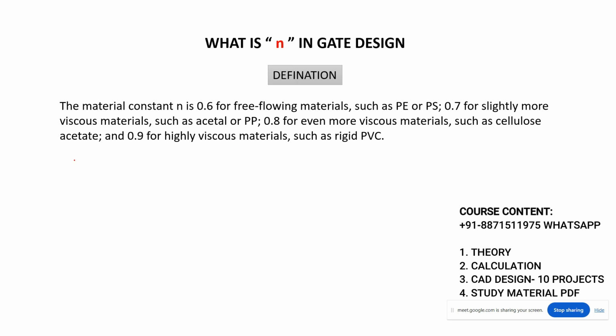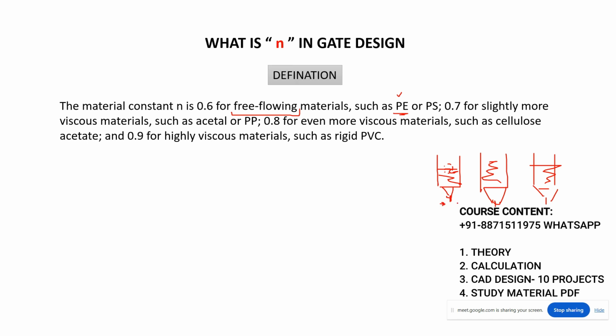0.6 for free flowing material, such as the PE material, which is polyethylene. So what is the meaning of free flowing material? Tell me. For example, if you have three bottles, and in these bottles you have different types of liquids. For example, this is the hole, and every hole has a different dimension.